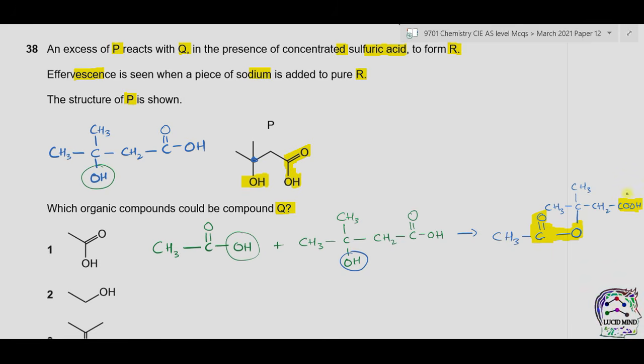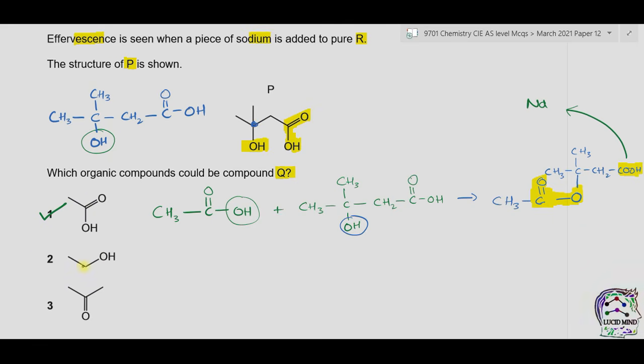Now this carboxylic acid can react with sodium metal to form salt along with hydrogen gas, and effervescence is seen when sodium is added to pure R, so therefore 1 is correct. Second one is ethanol. We have CH3, CH2, OH. It can also react with the carboxylic acid part to form ester.